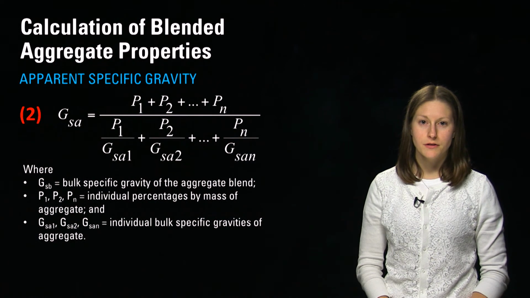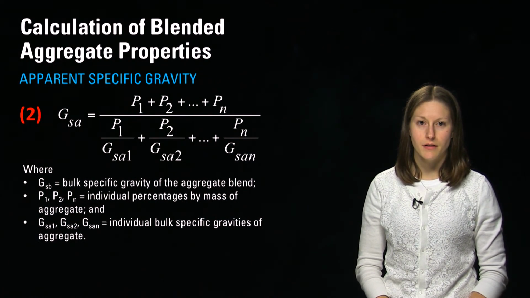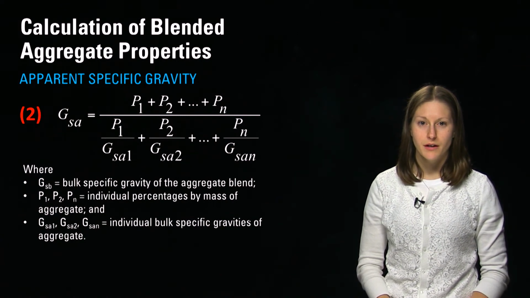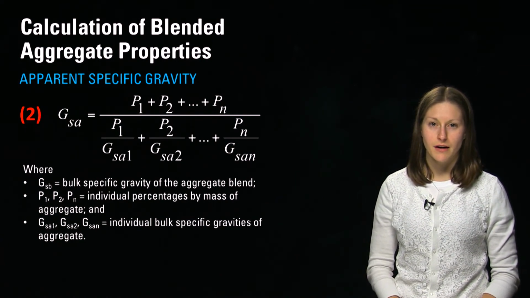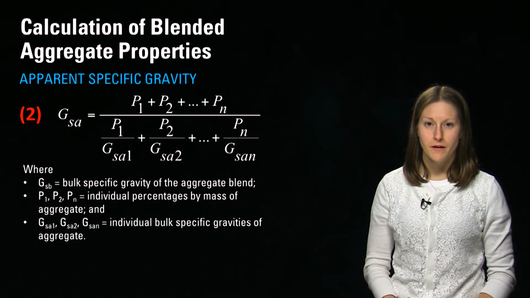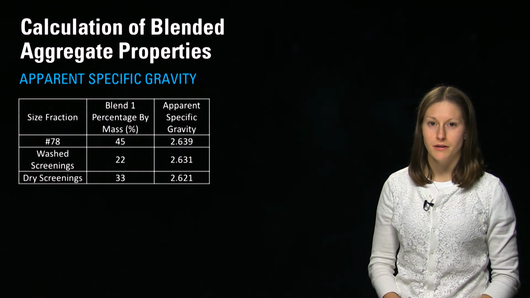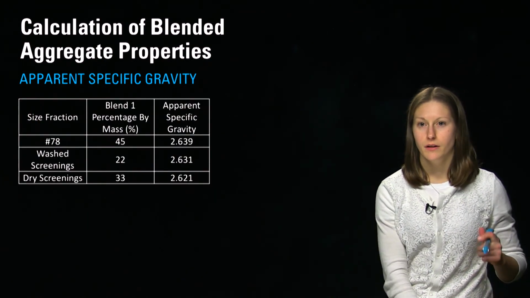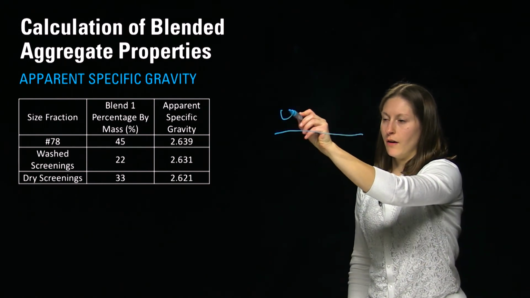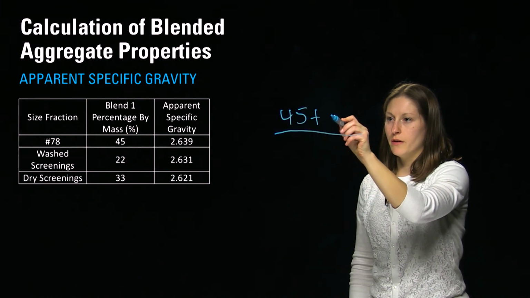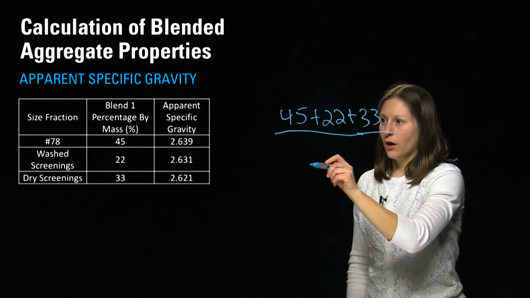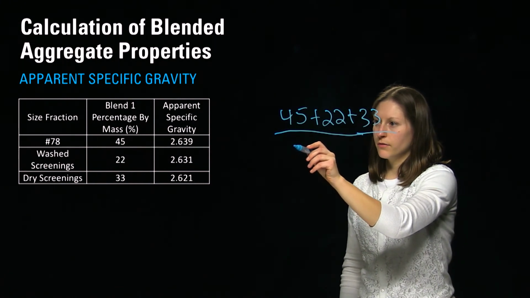Equation 2 is used to calculate the apparent specific gravity of our aggregate blend. You'll see that equation 2 appears identical to equation 1, except for wherever bulk specific gravity appeared in equation 1, we see apparent specific gravity in equation 2. We'll solve for the apparent specific gravity of trial blend 1. The information for trial blend 1 is given in the table. We see that our percentages, P1, P2, and P3 remain the same, and our apparent specific gravities differ from our bulk.